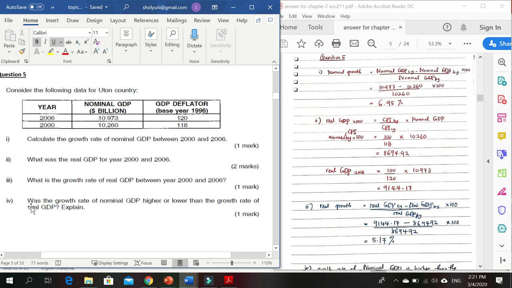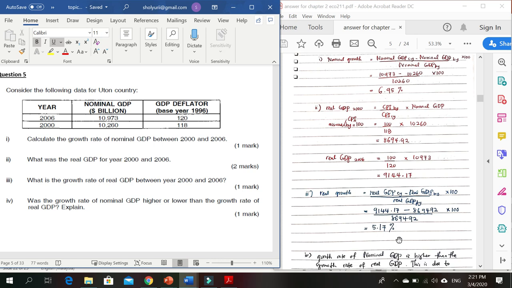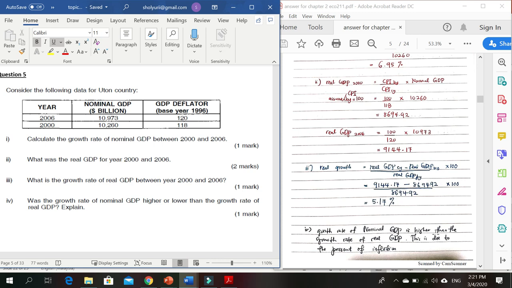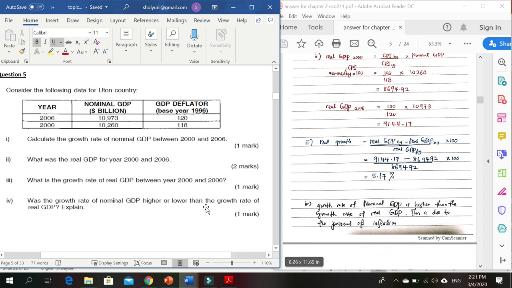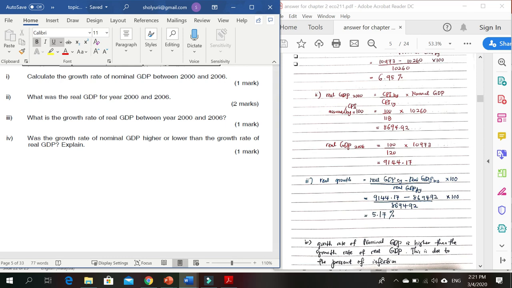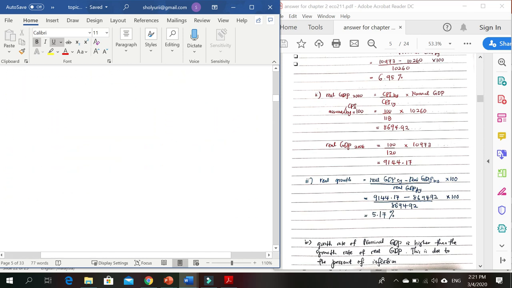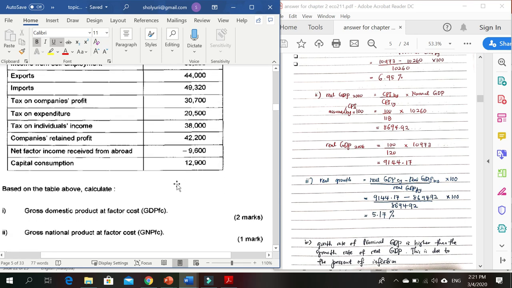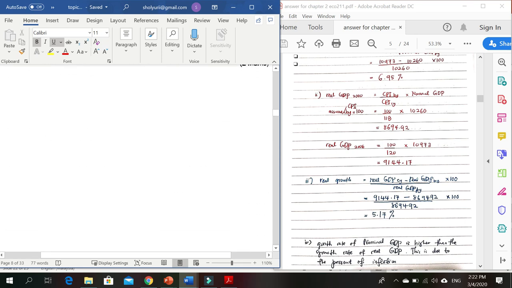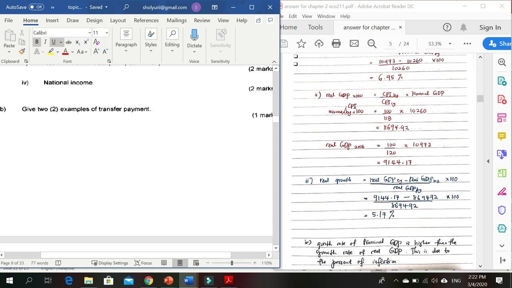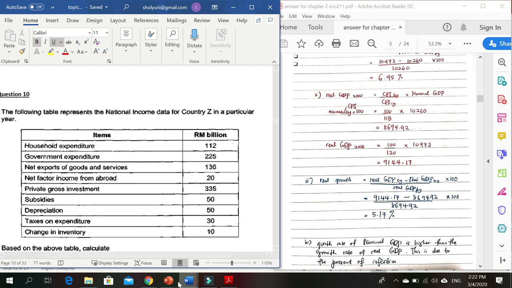Okay. Was the growth rate of nominal GDP higher or lower than growth rate of real GDP? Explain. Dia tanya dah. Yang mana tinggi? Nominal growth ke real growth? Growth rate of nominal GDP is higher. Why? Sebab the presence of inflation. Sebab ada inflation. Very simple. Okay. So hopefully you faham. I'm not sure whether we have more question like this. Okay. Tapi kalau saya jumpa nanti I'll put in your group WhatsApp so that you can try.